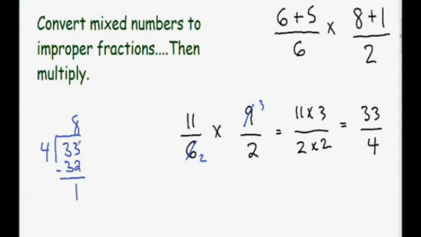So since 4 goes into 33 8 times, we're going to have a whole number of 8. Since we have 1 left over in our remainder, we're going to have 1 in our numerator, and our denominator stays the same. Since we have a 4 in our fraction, we're also going to have a 4 in our mixed number. So 33 over 4 is exactly the same as 8 1/4, and this is our final answer.